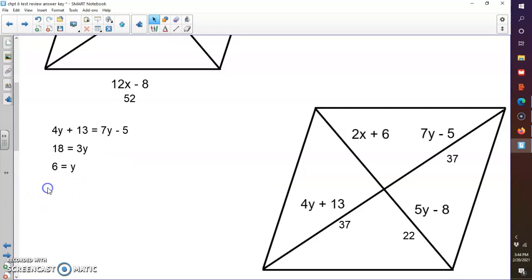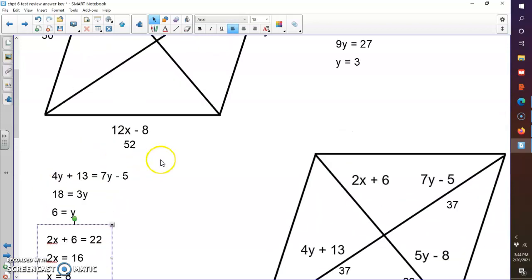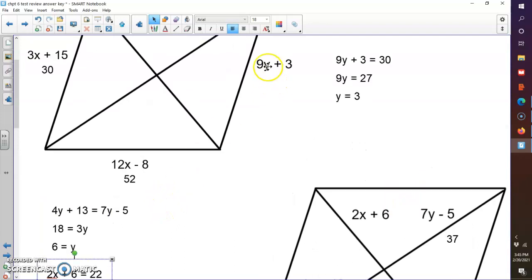So my 2x plus 6 would also have to equal 22 because the diagonals bisect. 2x equals 16, and my x equals 8. Okay? And you can plug that in. 2 times 8 is 16, plus 6 is 22. Same thing up here. 9 times 3 is 27, plus 3 is 30.